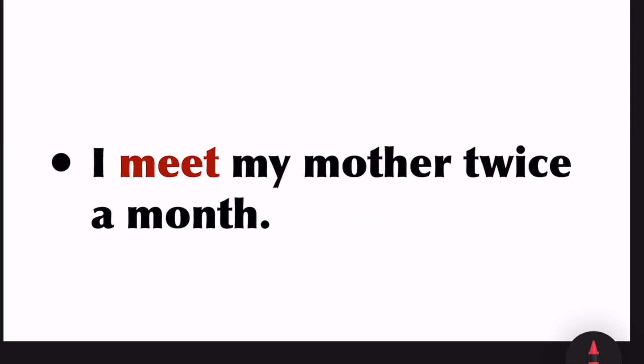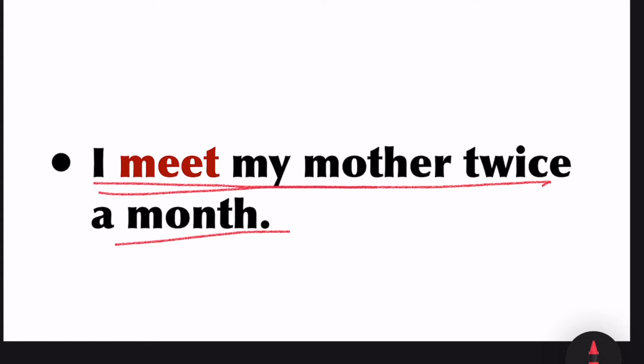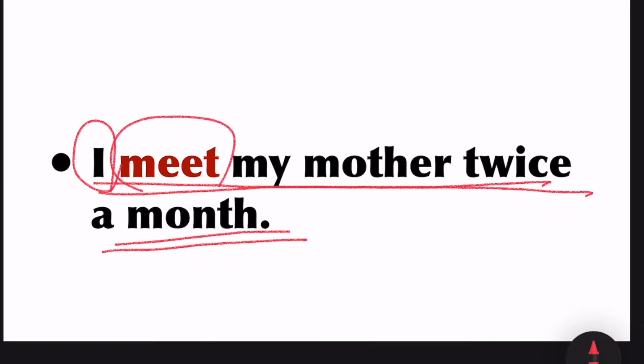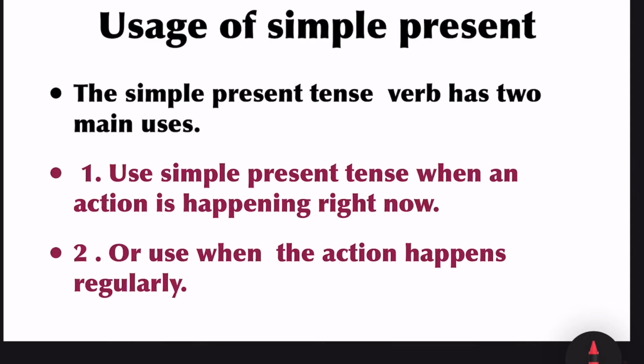Example number 2, I meet my mother twice a month. Here again, I is a subject and meet is the verb. That is simple present tense verb.